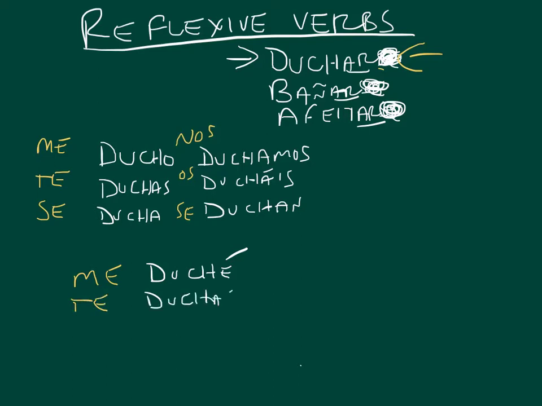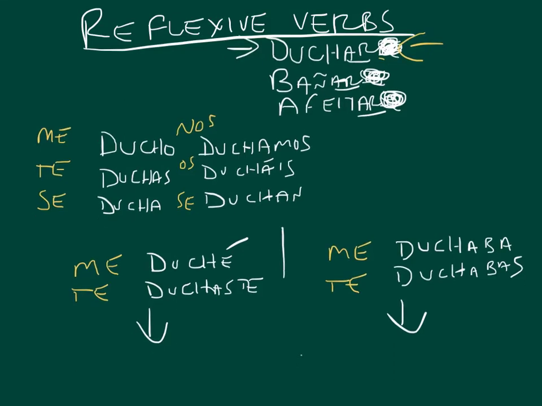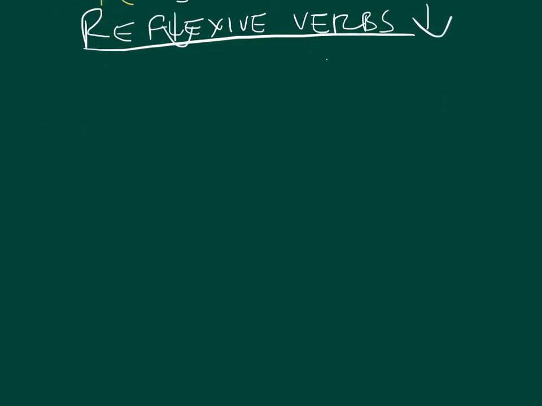I could conjugate this in the imperfect. I could say me duchaba. Hopefully you don't say "I used to shower." I could say te duchabas, etc. I can conjugate it in any tense. The tense doesn't matter. Okay? It's a reflexive verb, and that's how we conjugate it. Very, very simple. Now, the other thing to remember is that just like with the DOPs and IDOPs, I can attach this to an infinitive or a progressive.